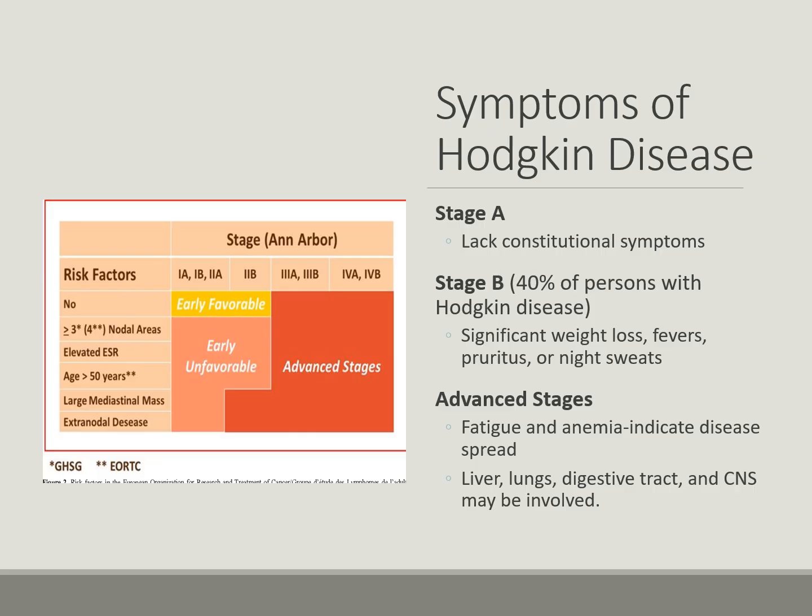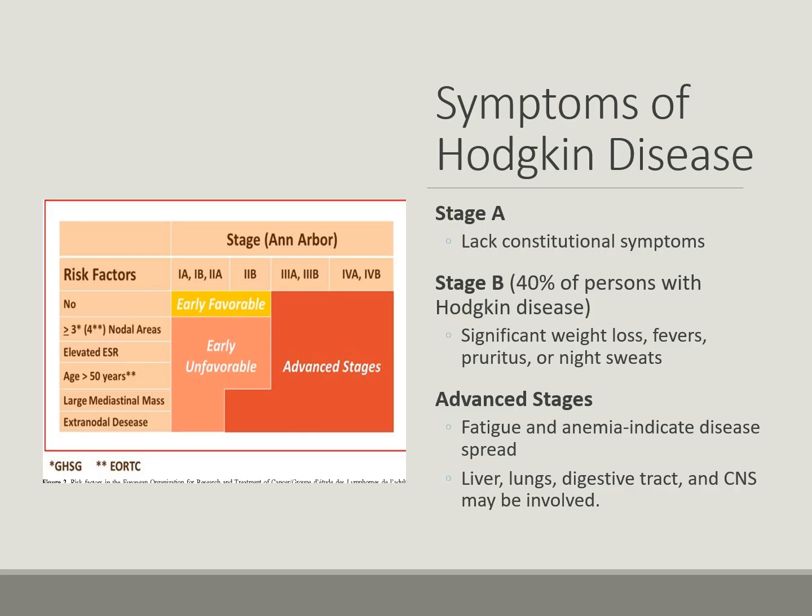Sometimes for those with more advanced or enlarged mediastinal masses, we may see things like chest discomfort, cough, or dyspnea. A mediastinal mass is a mass that's right in the midline of the body, right near the sternum. And so that's why you're seeing chest discomfort, cough, or dyspnea in those patients, because it's pressing on maybe the lung tissue and the structures right around in the chest.